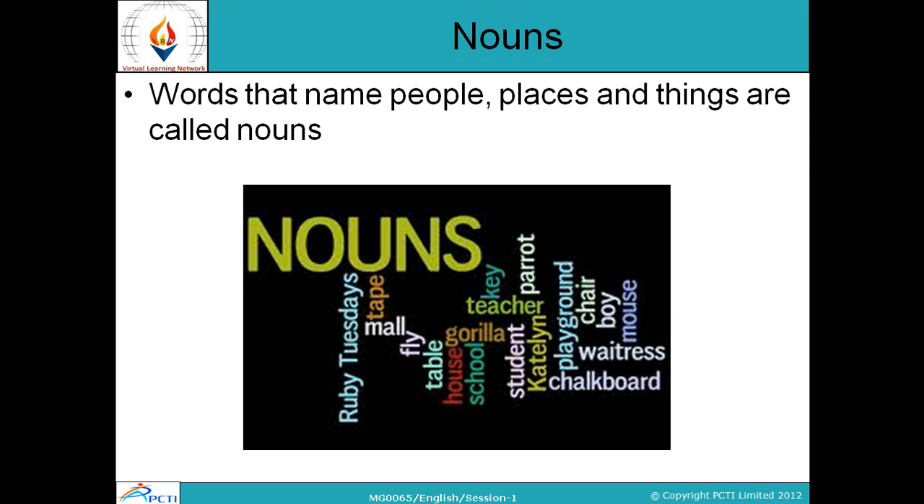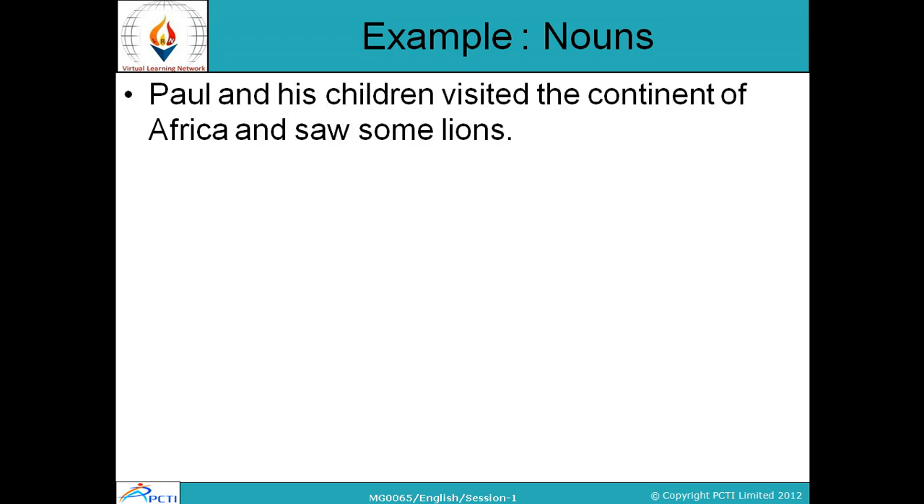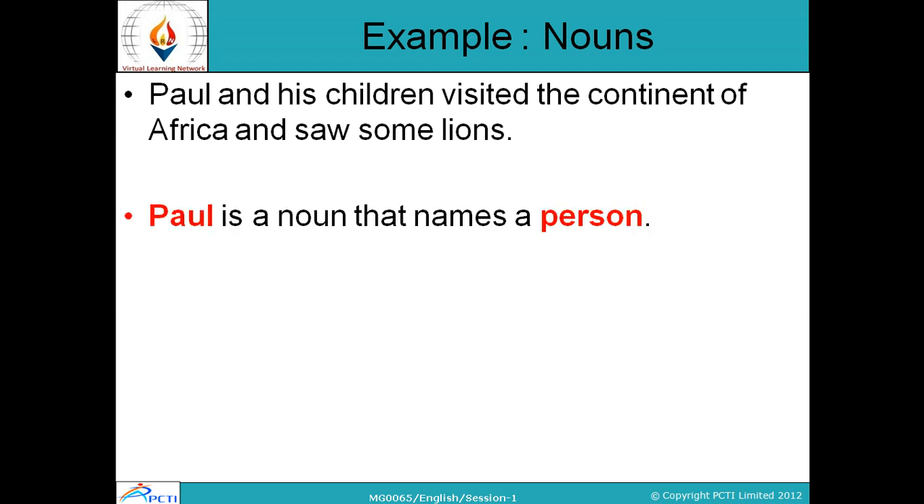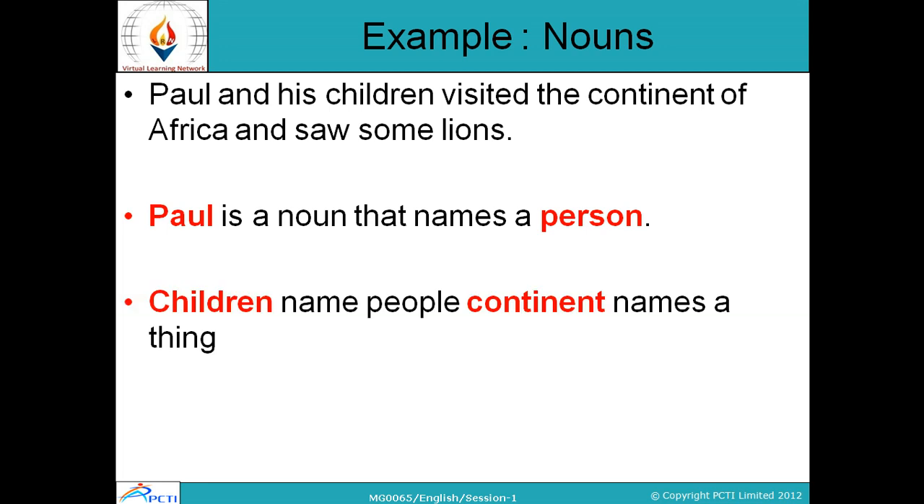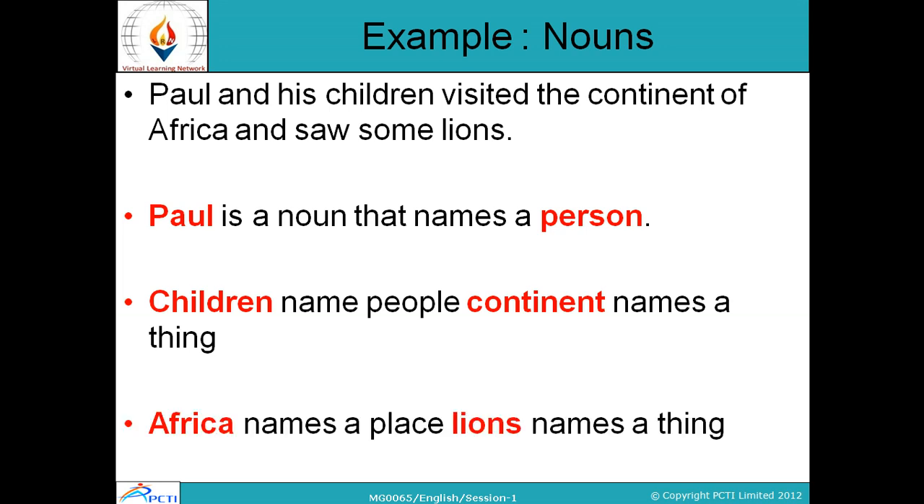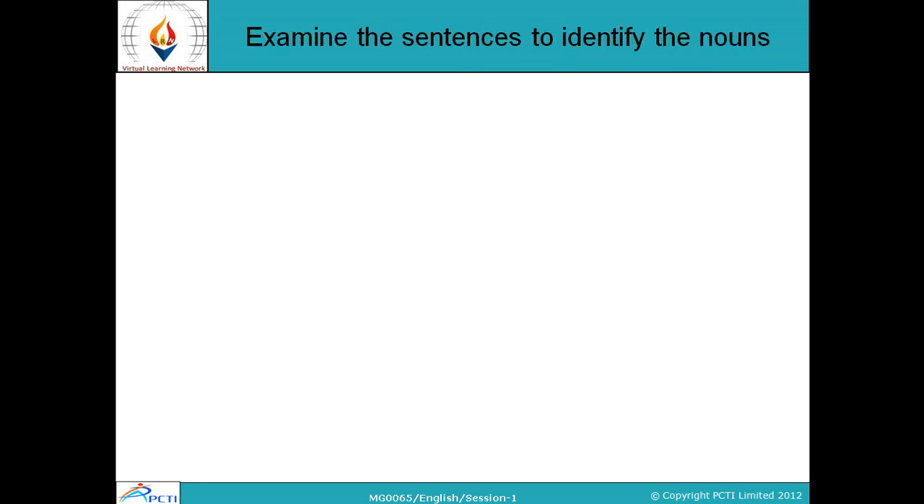Like one example of a noun is: Paul and his children visited the continent of Africa and saw some lions, right? So Paul is a noun here, right? That is the name of the person. Children name people, continent names a thing. Children का क्या हो गया? Children name हो गया. People, जो people है उसमें आ गया children, right? So that is also a noun, and continent names a thing. Africa names a place and lions names a thing, right? Now these are the basic nouns here in this particular example.